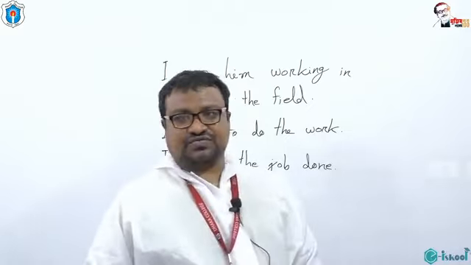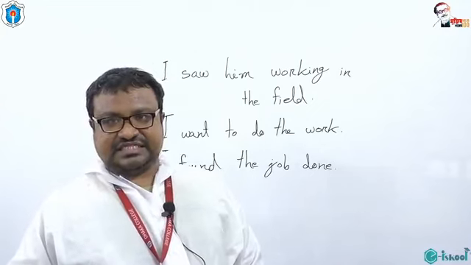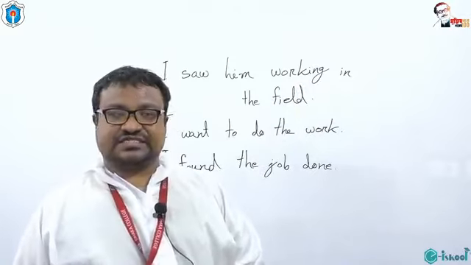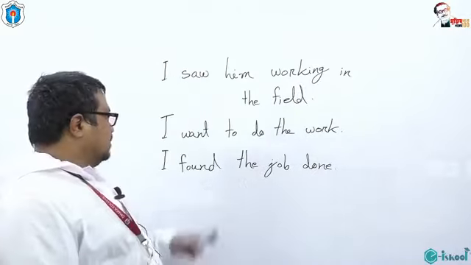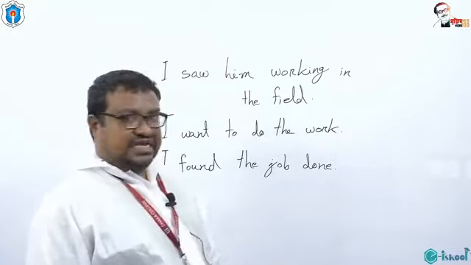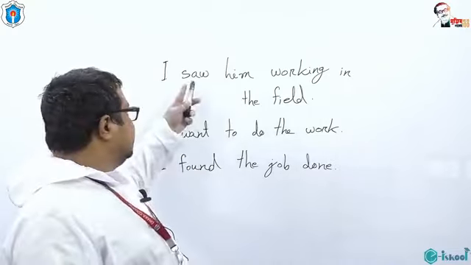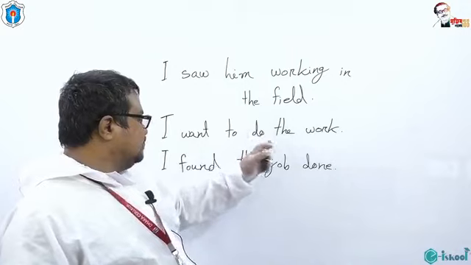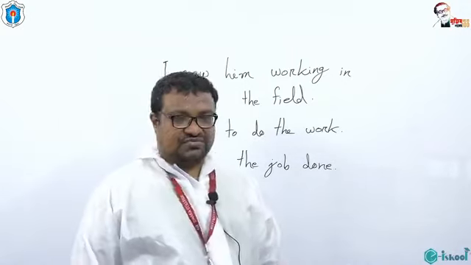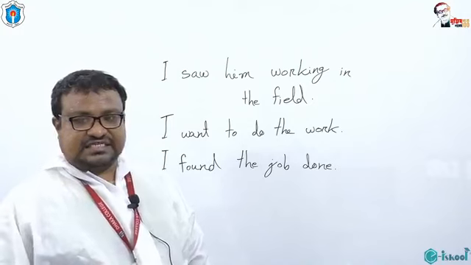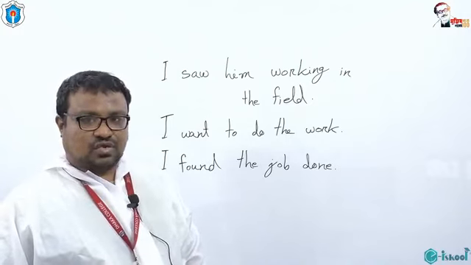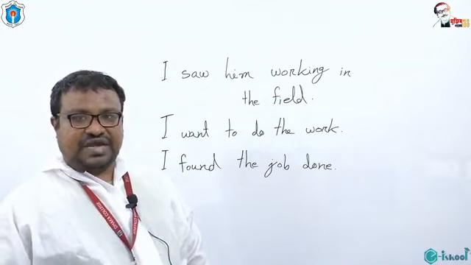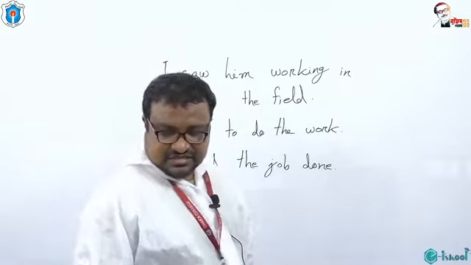This is the case of causative verb, that is, when the task is done by someone else, like here. Or this is the case of infinitive, where there are two main verbs in a particular simple sentence. Here we see that see is a verb and work is a verb, want is a verb, to find is a verb, do is a verb. So these are all the cases where we find two main verbs in a particular simple sentence.